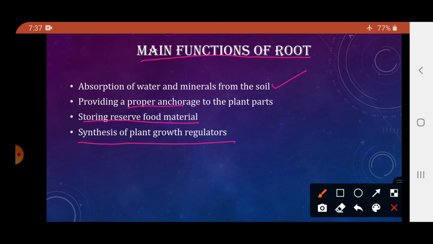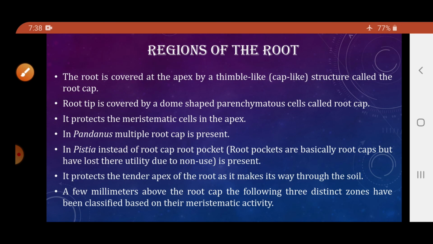What are plant growth regulators? They are the hormones which are secreted by the plants. So basically certain hormones are secreted by the roots. So these are the four main functions of the root. Apart from these main functions, in certain plants they perform additional functions too. So which are the main functions of the roots? Absorption of water and minerals from the soil, providing proper anchorage to the plant parts, storing the reserve food material, and synthesis of the plant growth regulators. These are the main functions of the roots.